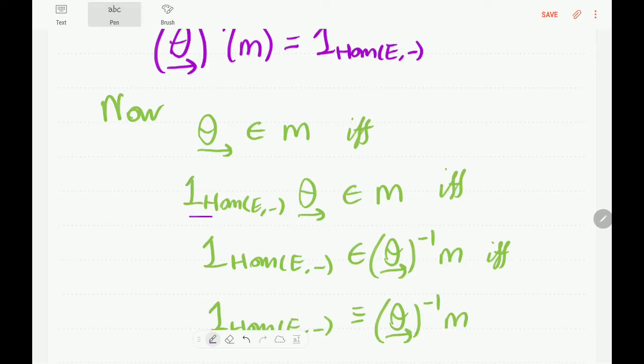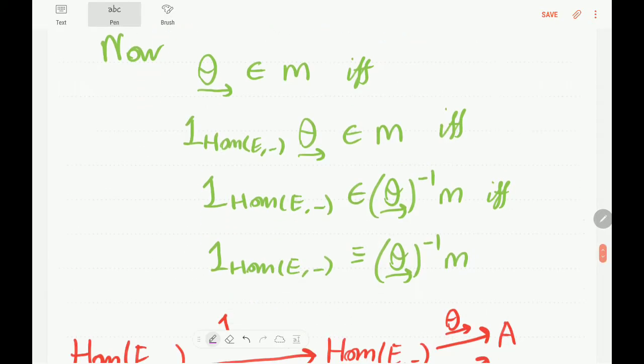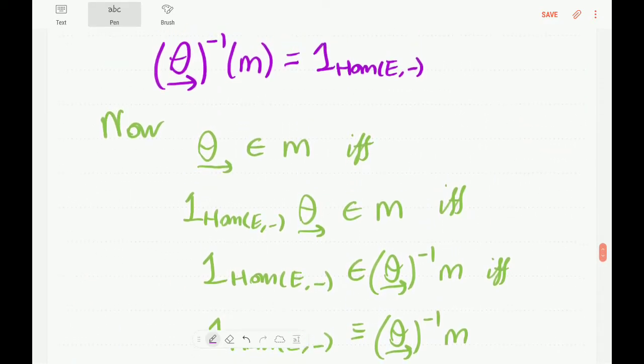But we have that here because theta under arrow is in M. Well, we can rewrite this to say that the identity of hom e comma blank after theta under arrow is in M. And that then happens, according to the way that inverse images work, if and only if hom e comma blank is in the pullback of M along theta under arrow. And that happens if and only if hom e comma blank is equal to, or at least equivalent to, the pullback of M along theta under arrow, because the only way that a maximal subobject is in an object is if that object is equal to it. It is itself maximal. Okay, so we only have an identity arrow in a monic if that monic itself is the identity arrow, or at least an isomorphism, a maximal subobject, essentially. So yeah, that does that.